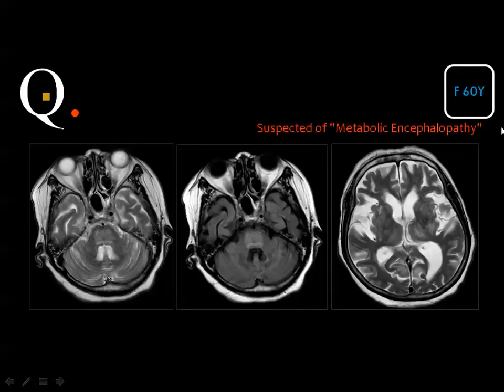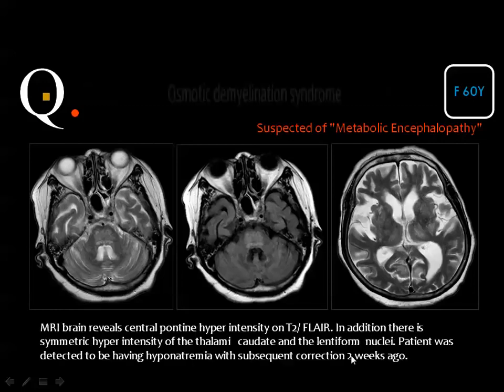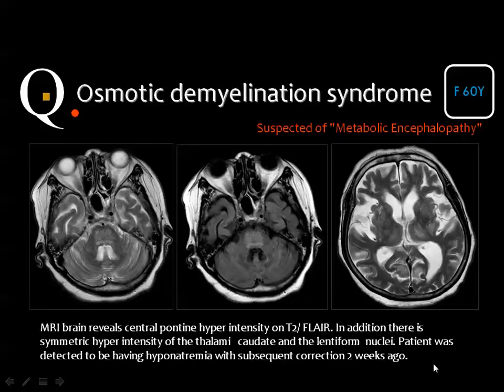60 years old female suspected to have metabolic encephalopathy, and this is axial T2, and this is axial FLAIR, and this is axial T2 also. Showing a diffuse area of increased signal in the T2 and the FLAIR weighted images in the pons, with minor similar changes in the basal ganglia and thalamus. Yes, central pontine and extrapontine myelinolysis, or osmotic demyelination syndrome.